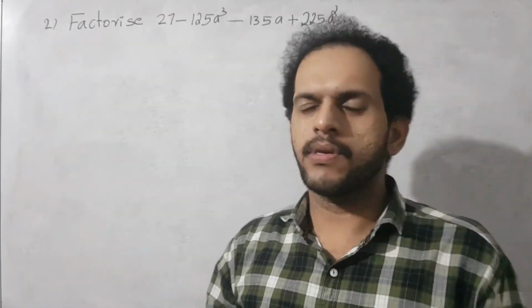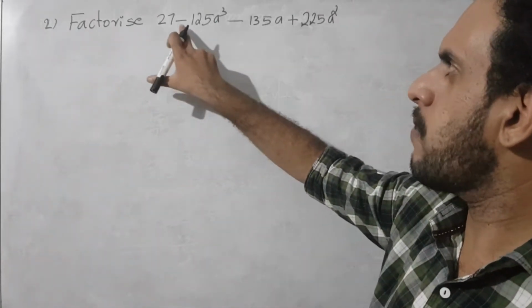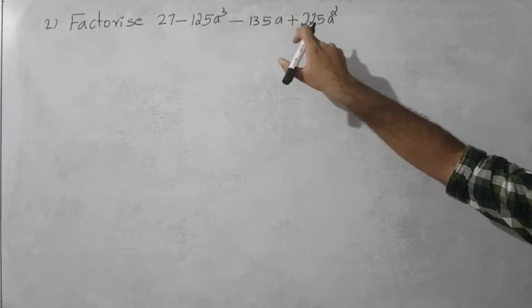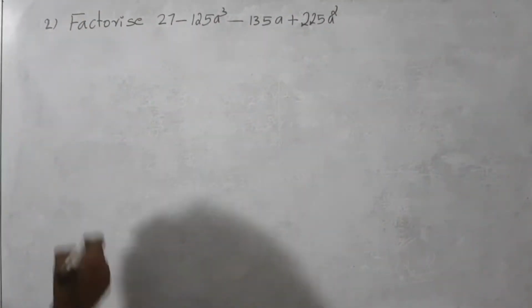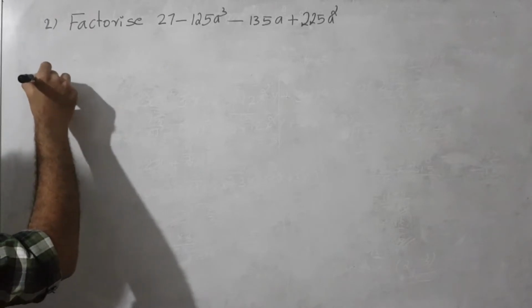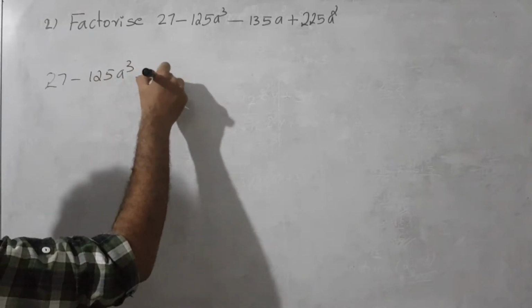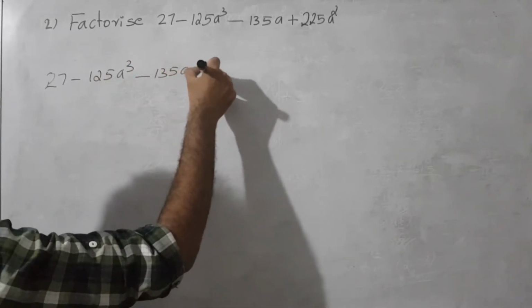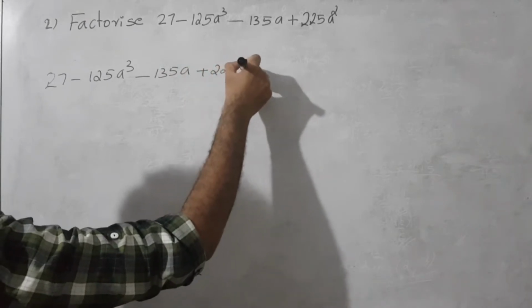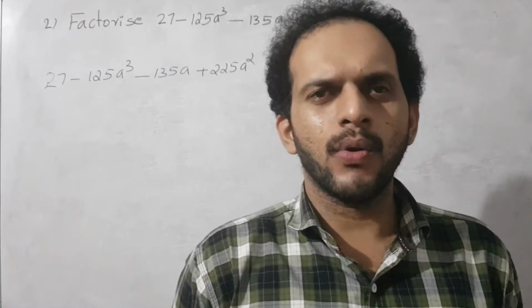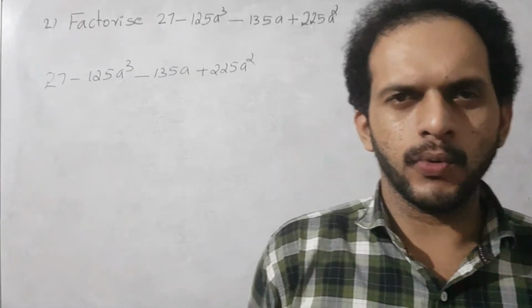The second question is: factorize 27 minus 125a cube minus 135a plus 225a square. To factorize this polynomial, first we write the same once again: 27 minus 125a cube minus 135a plus 225a square. Here the first two terms are not directly given in the form of cube, correct?